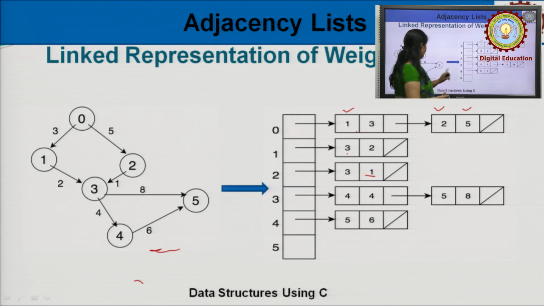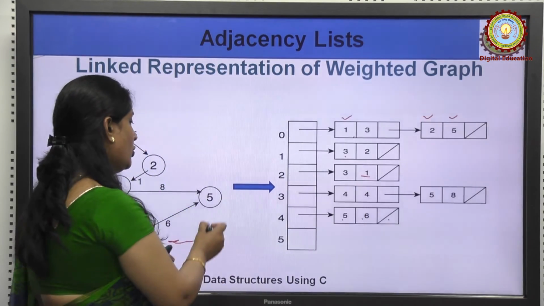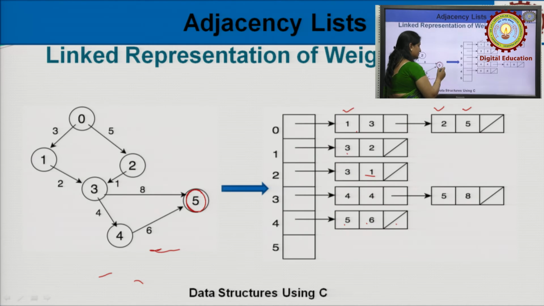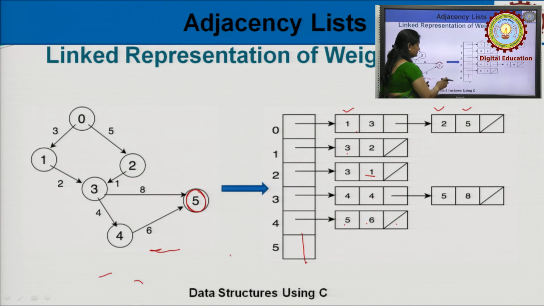4 is adjacent to 5, weight is 6. After that, the adjacency field will contain a null value. Node 5 is not adjacent to any vertex, so the adjacency field will contain a null value. So this is the linked representation of the weighted graph.